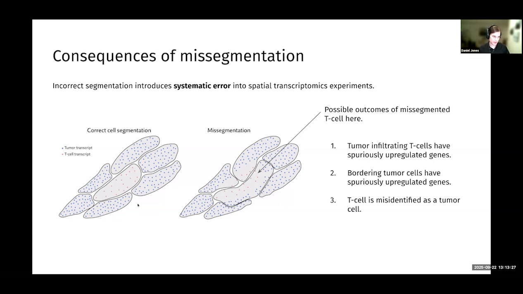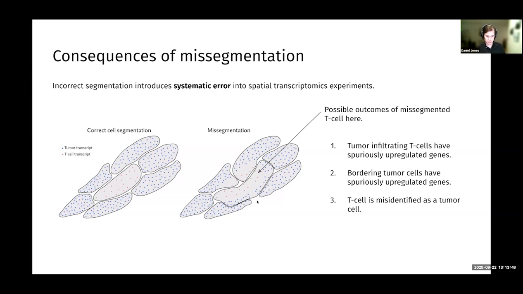On the left, this is what it looks like if it's properly segmented. We get the right boundaries, so we know where all the RNA transcripts belong. We ascribe them to the correct cells. But what happens if the boundary is a little bit off? Of course, some of the transcripts get misassigned, which is not good. Of course, that introduces error into the data.